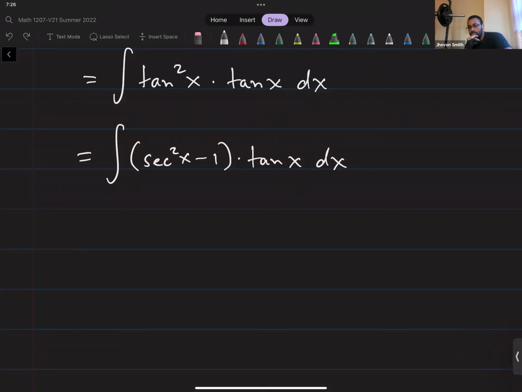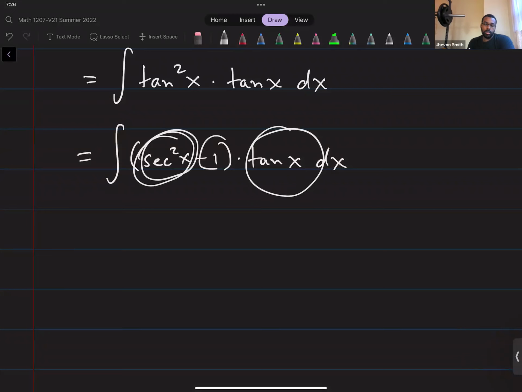We can do u substitution. u equals what? The secant squared? Or the tangent? Well, if u equals tangent, your du is going to be a secant squared, but there's this minus one again, that's the issue. Your secant squared isn't a factor. You have a minus one beside it.